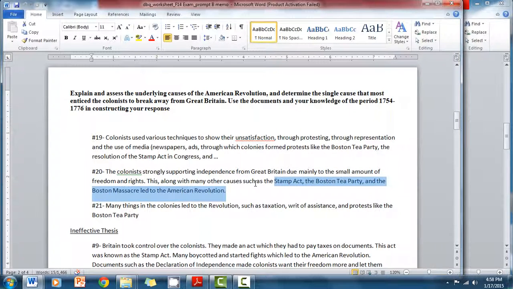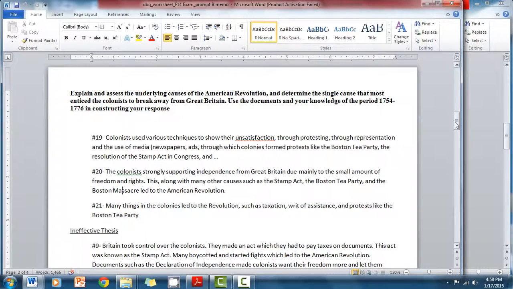So the other causes can be things such as taxes, because that's what the Stamp Act was, and then restricted trade, because that's the heart of the Boston Tea Party, and also other means of physical violence. That can be a cause. Instead of saying the actual Boston Tea Party, you can just talk about any kind of violence that broke out. The Boston Massacre, the battles of Lexington and Concord, those were all means of physical violence.